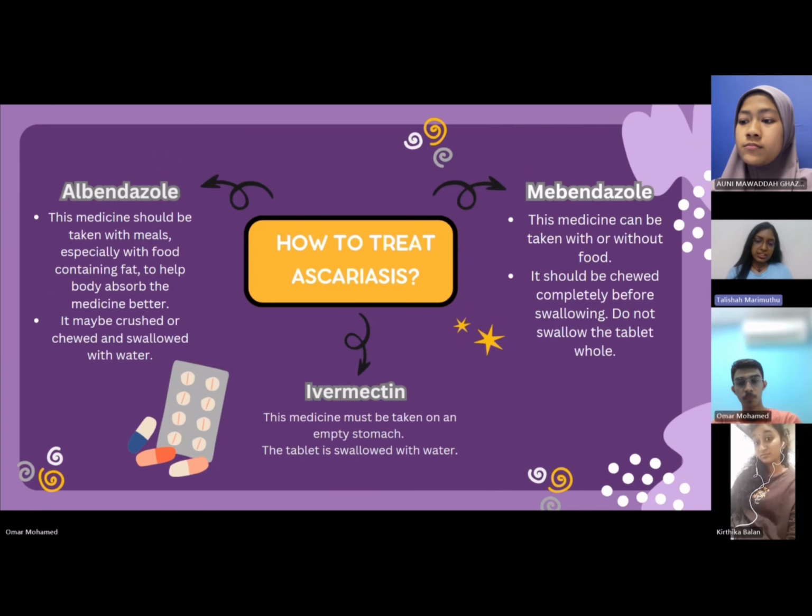As for the treatment of ascariasis, it is usually treated with medication called anthelmintics, which means anti-worm. Albendazole, ivermectin, and mebendazole are some examples of anthelmintic medication.